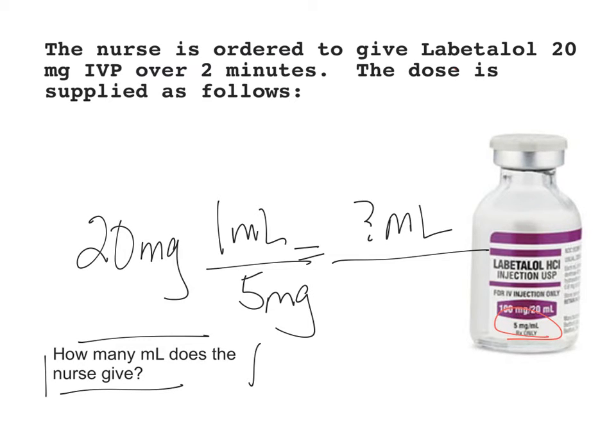All right. That's our dimensional analysis. Milligrams cancel. We don't need milligrams. We need mLs. So if we multiply across, we end up with 20 over 5. I hope you don't need a calculator to do that division, but that's exactly how you reduce a fraction: you divide the bottom number by the top number, and you end up with 4 mLs.